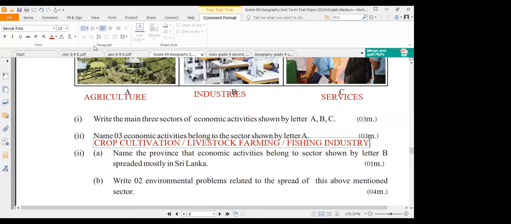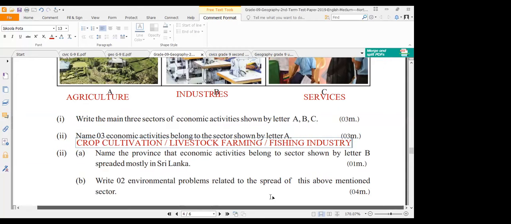The next question: name the province where the economic activities belonging to the sector shown by letter B are mostly spread in Sri Lanka. Western province, yes. Letter B is industries. Most of the industries are distributed in the Western province, in industrial zones.